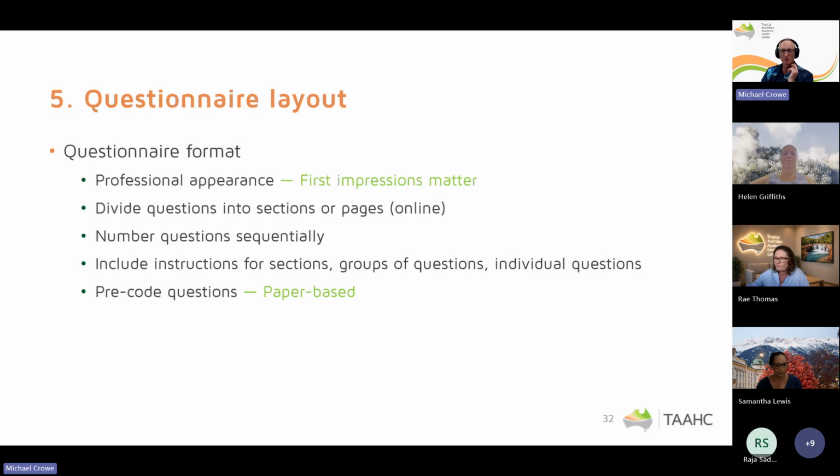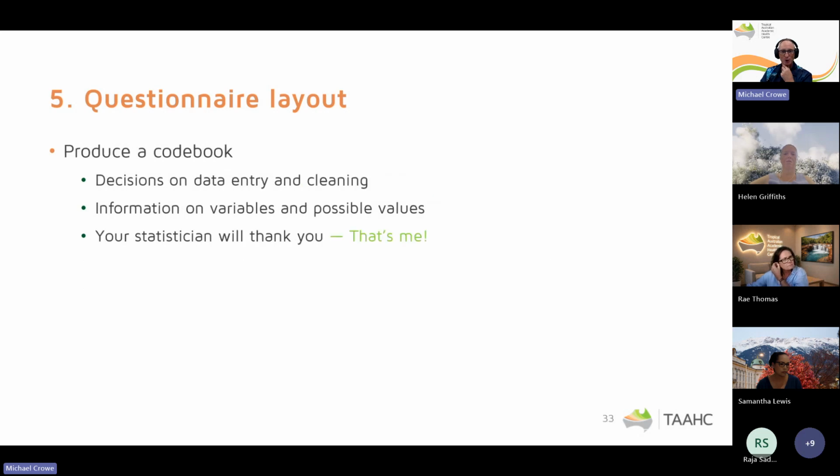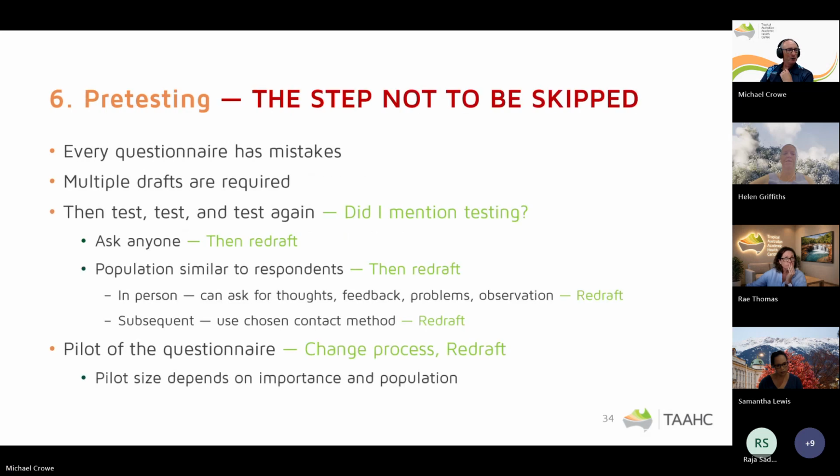If you're using a paper-based questionnaire, pre-code, that's putting little numbers beside all the options so that it's easier to type the numbers into a spreadsheet or whatever. Have a code book. I'm not going to get into that, but if you talk to me, I'll tell you about code books. Basically, it's an outline of what the questionnaire is, how people answer the questions, what everything means. Pre-testing, not to be skipped. Just remember, you do pre-test, you do pilot.